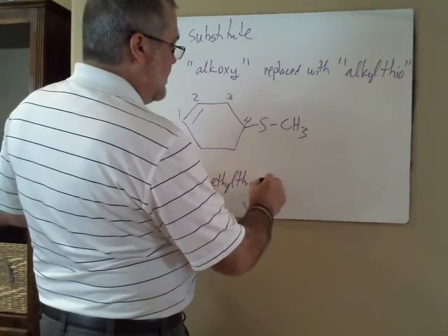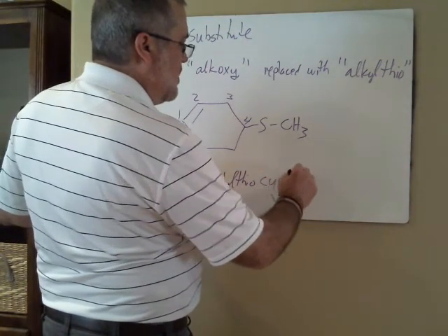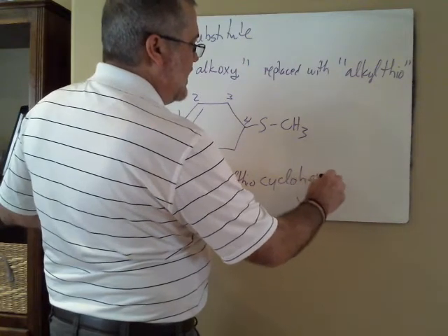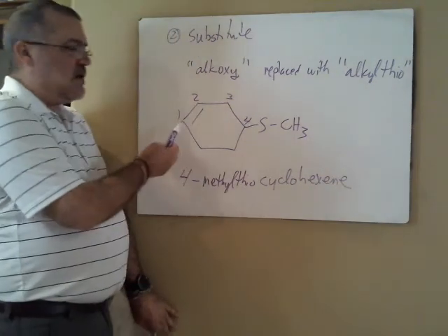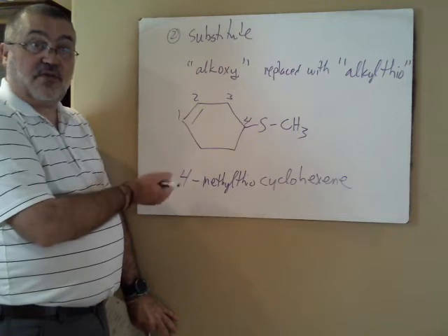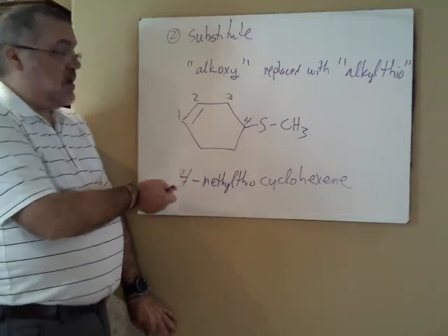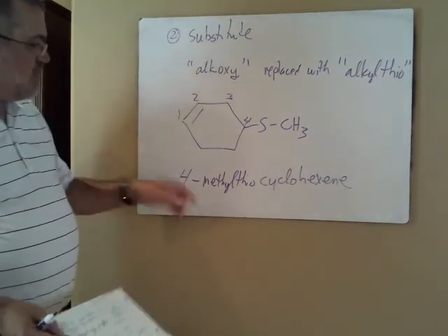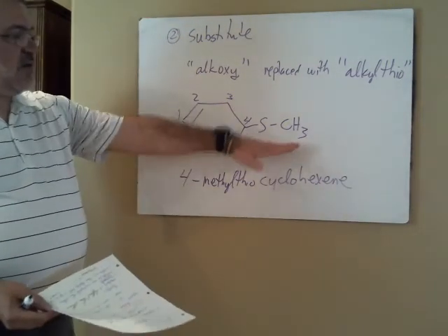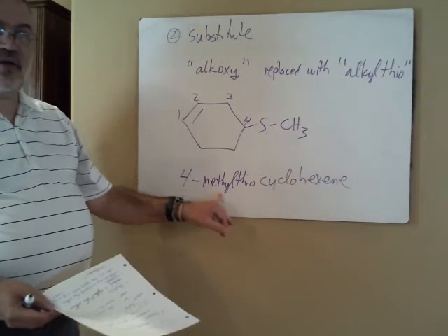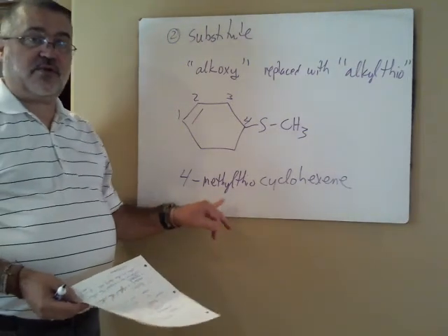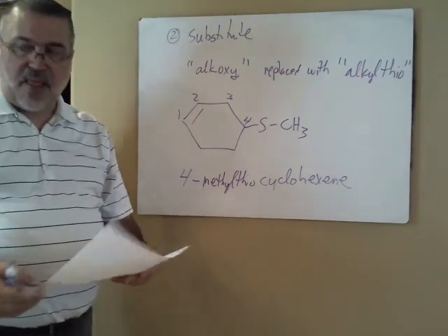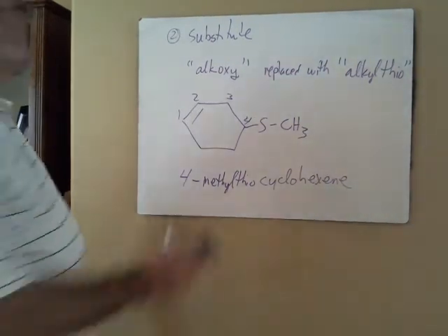4-methylthio and then cyclohexene. And the 1 can be understood here just because of the IUPAC rules, but if you wanted to put the 1 in there, you could. Okay, so methylthio is how we would name that. Whatever your R group is, the alkyl group, you just substitute it in front of the thio. All right, so nomenclature, not very difficult there.